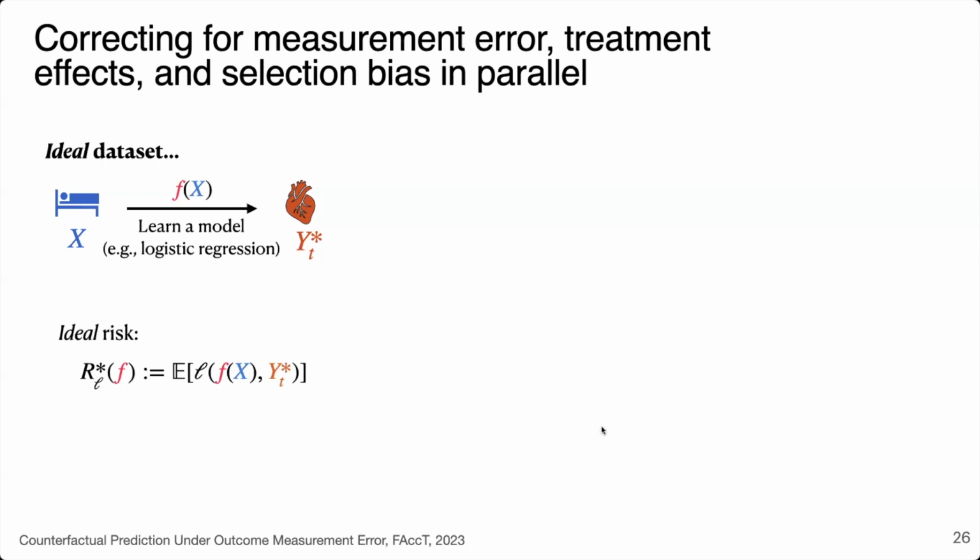So we basically have some ideal risk, which is minimizing this loss over all of our different examples. And this is doing it against these true target outcomes of interest, y star sub t. So basically, if we minimize this risk, the empirical version of it rather, then we can recover a predictor that does a good job of targeting this outcome of interest.